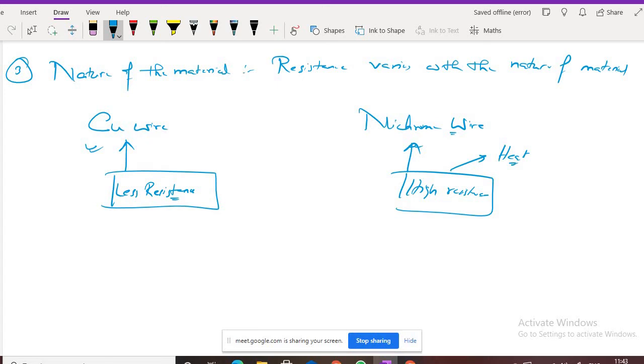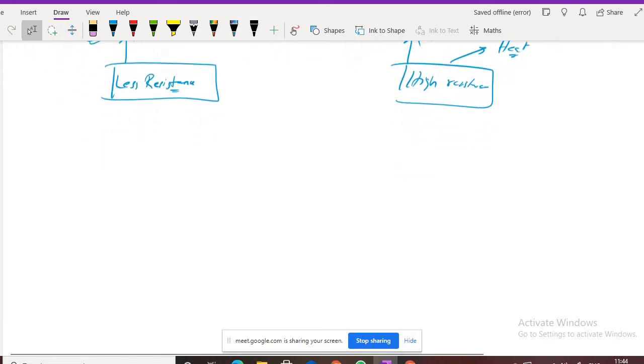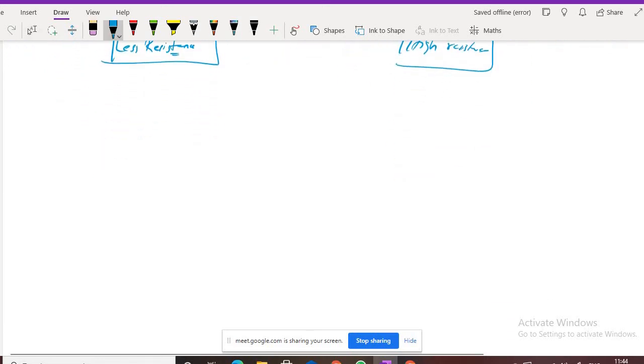Understood? So as the material changes, copper to nichrome, the resistance has also changed. Have you understood? Any problem?